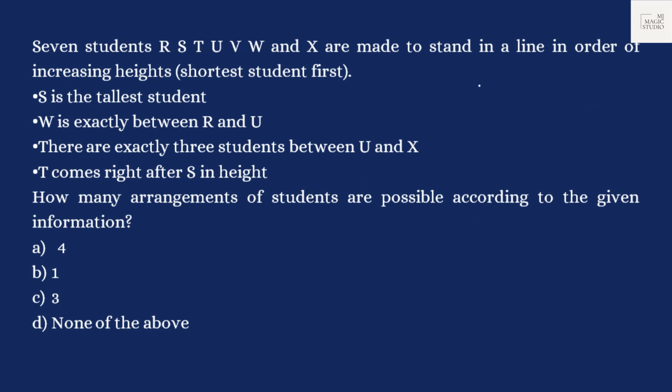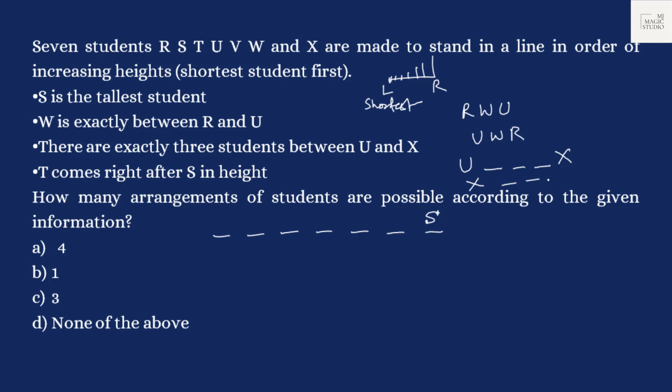Okay, a small puzzle. Let's solve it. Seven students R, S, T, U, V, W, X are made to stand in a line in order of increasing height, shortest student first. S is the tallest. 1, 2, 3, 4, 5, 6, 7. So S's position is fixed on the right-hand side, because the right-hand side is the tallest and the left-hand side is the shortest. W is exactly between R and U. It can be RWU or UWR. There are exactly three students between U and X. U and X or X and U can be this pattern. T comes right after S in height. That means T's place is also fixed here. Now the question is, how many arrangements of students are possible according to the given information?